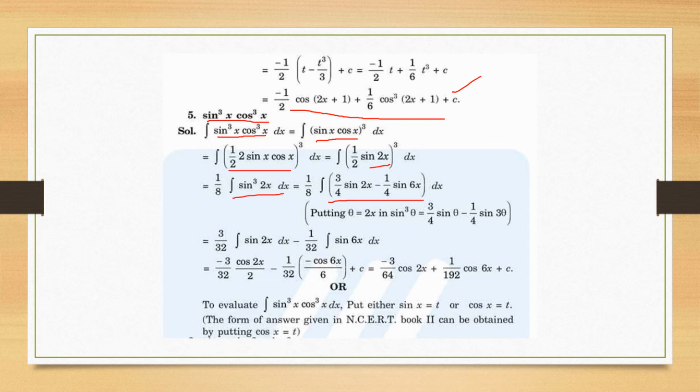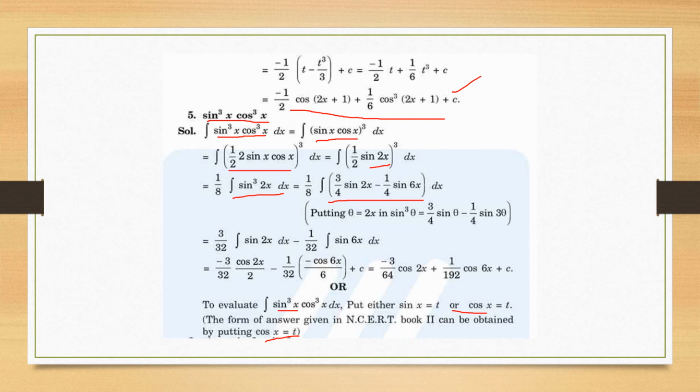Otherwise, the same way you can put sine x as t and then cos x dx, or you can also put cos x as t, right? Whatever you get, the form of answer given in the NCERT book can be obtained by putting cos x equal to t, the way the answer has been given, because you will be getting two different answers, right?